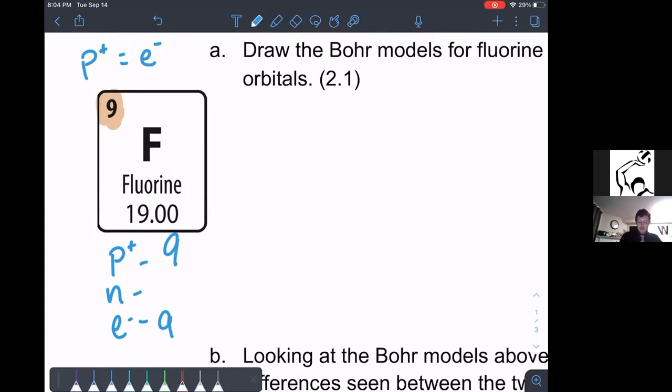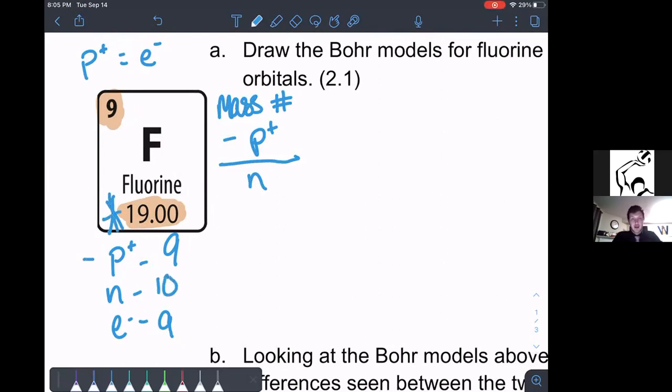The neutrons is going to be the hardest one to figure out, and that's going to be our mass number, which we round to the nearest whole if it's not already there. So our mass number minus the protons gives us the neutrons. So in this case, we're going to take our 19 minus the 9, and that's going to give us a total of 10 neutrons.